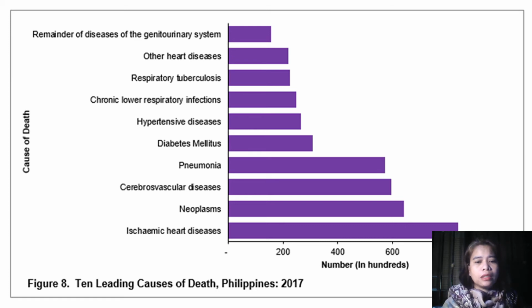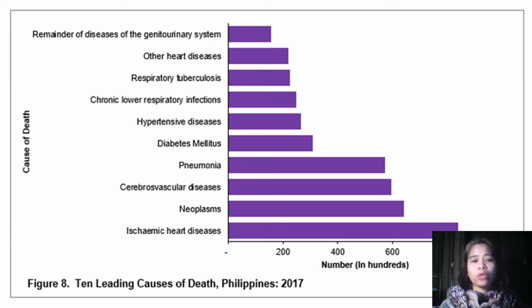Now let us look at the same top 10 causes of death. Okay, so let us look at the top 10 leading causes of death in the Philippines. So we have number 1 in the list, the ischemic heart disease. Second is neoplasm. Third is cardiovascular disease.